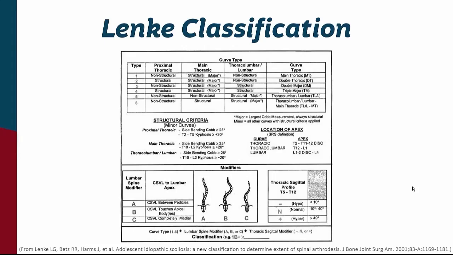Overall, the Lenke classification takes AIS and subdivides it into 6 types based on structural and non-structural curves. The underlying premise is that curves that are structural should be considered for fusion. Ultimately, the largest curve is always considered structural, and then curves that basically don't bend down to less than 25 degrees or have excessive kyphosis are also considered structural.